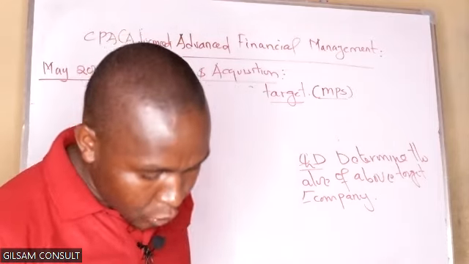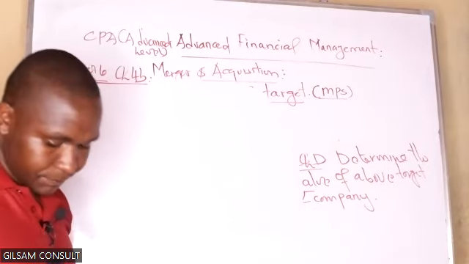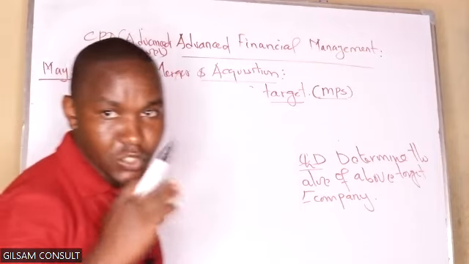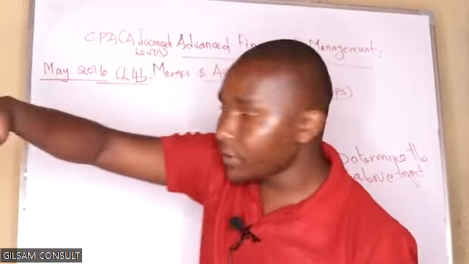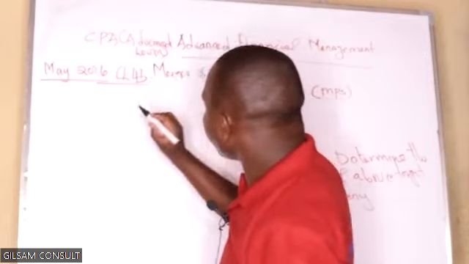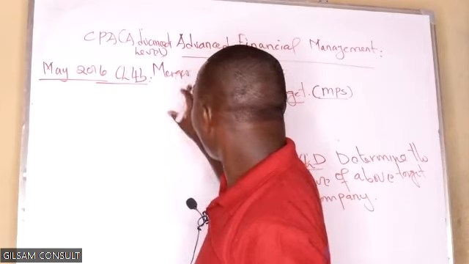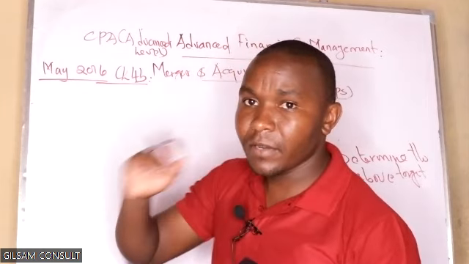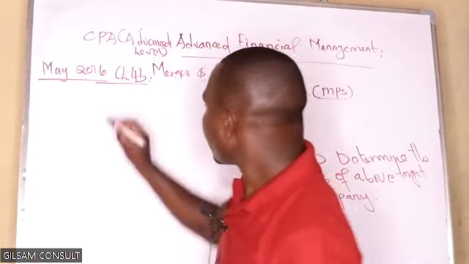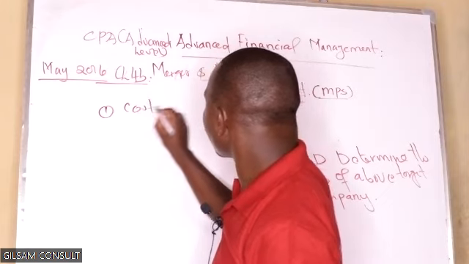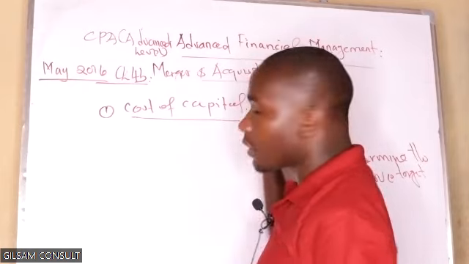So let's do Roman 1. This is advanced financial management, so you must have the concept of discounting from time value of money. They need the overprice, and they have told us we use the discounted model. If it is a discounted model, you need to have the cost of capital. So the first step is to get the cost of capital.